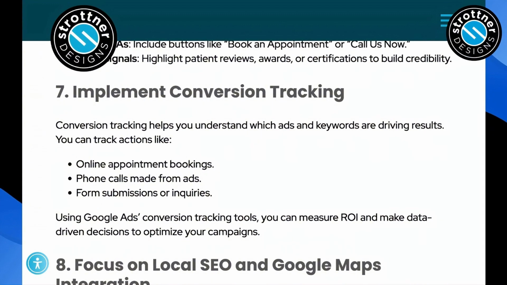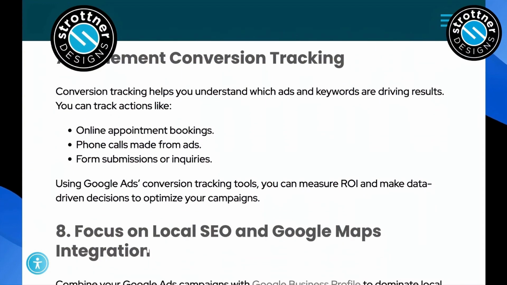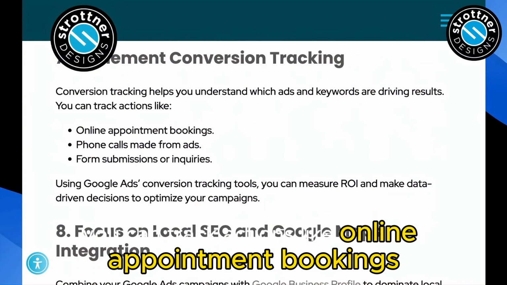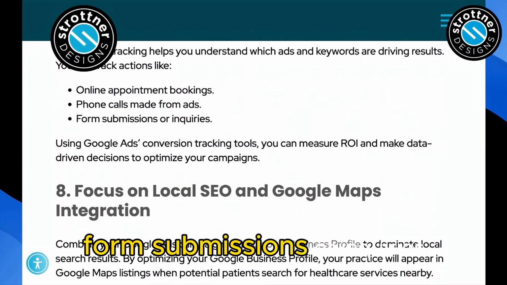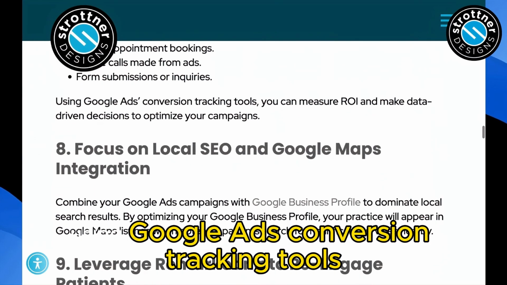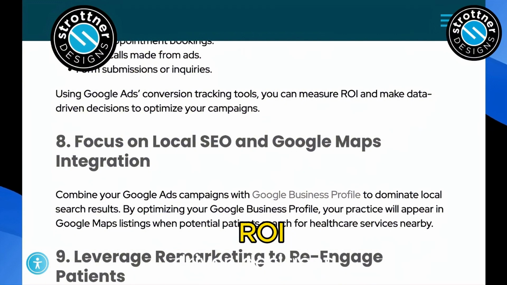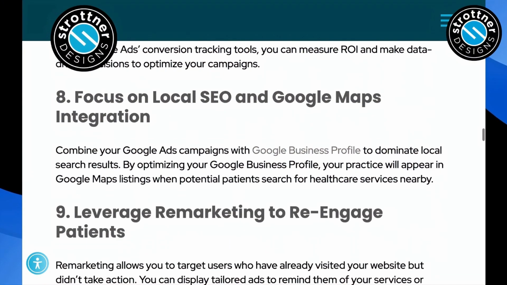Implement conversion tracking. Conversion tracking helps you understand which ads and keywords are driving results. You can track actions like online appointment bookings, phone calls made from ads, form submissions, or inquiries. Using Google Ads conversion tracking tools, you can measure ROI and make data-driven decisions to optimize your campaigns.